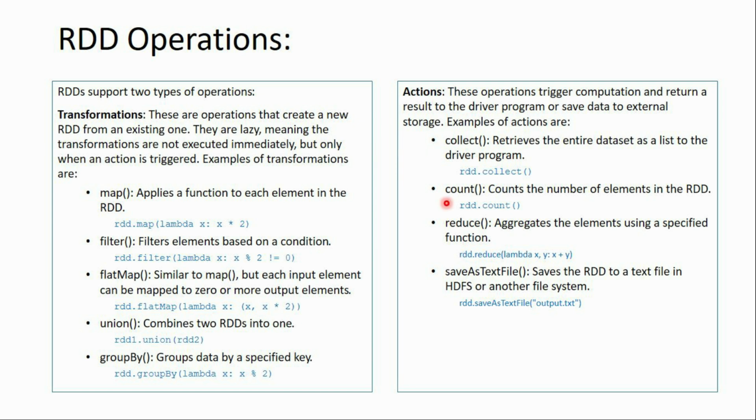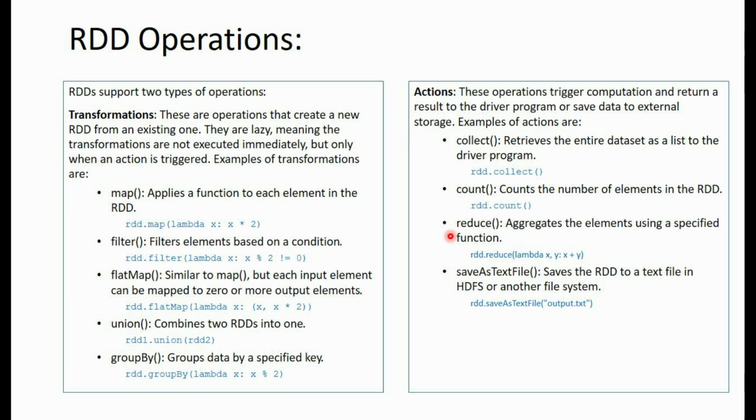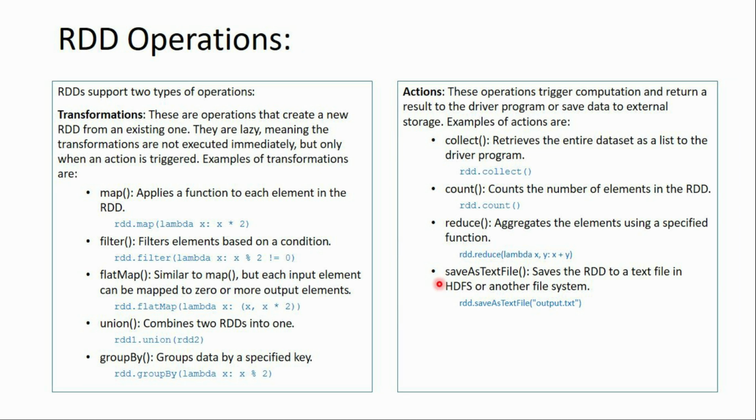The count action simply returns the number of elements in the RDD. This can be helpful when you need to quickly know how many records are in your dataset. The reduce action aggregates the elements in the RDD using a specified function. For example, we can use reduce to sum the elements of the RDD. This reduces the entire dataset to a single value.